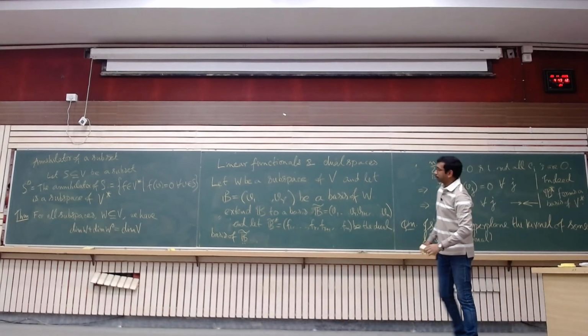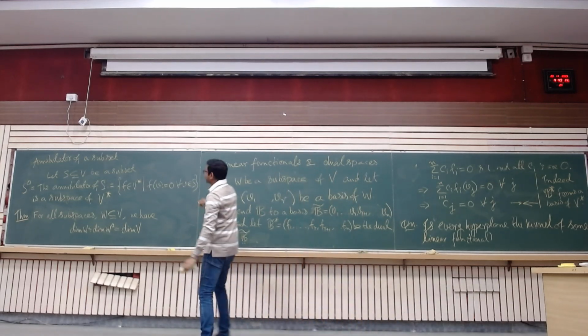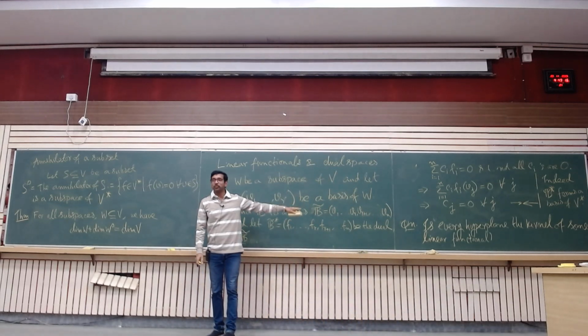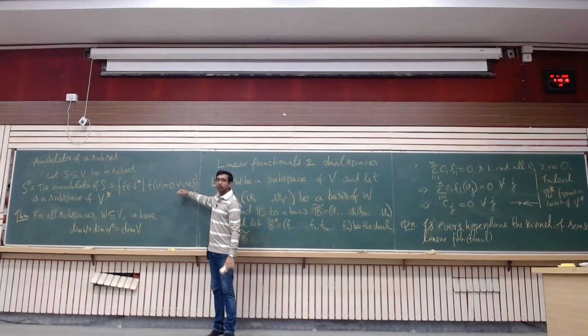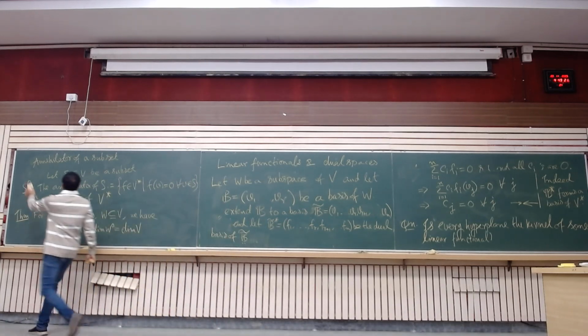Where should we write the claim? Can you use this part of the board, because we require that for something else? This upper part of the board, where we just wrote the definition of annihilator.